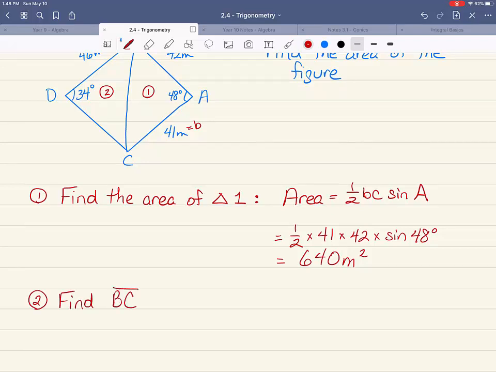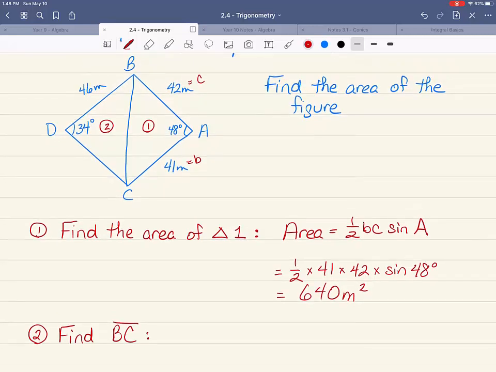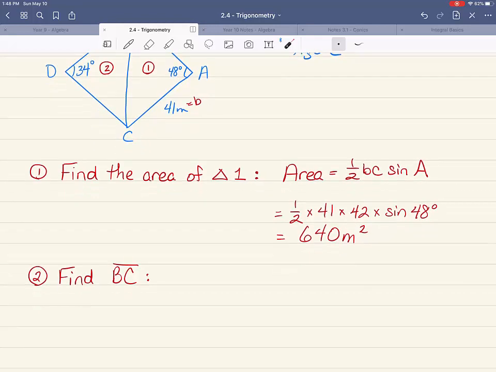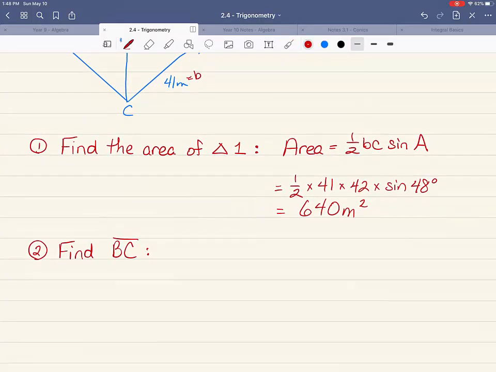How long is BC? Well, the first thing I need to do is decide, can I use the law of sines or the law of cosines? And remember the rule, if you know an angle and its opposite side, you can use the law of sines. The only angle that I know is the 48. Do I know its opposite side? No, I don't. That's what I'm looking for. So since I don't know any other angles, I have to use the law of cosines for this problem. So this will be a law of cosines problem.